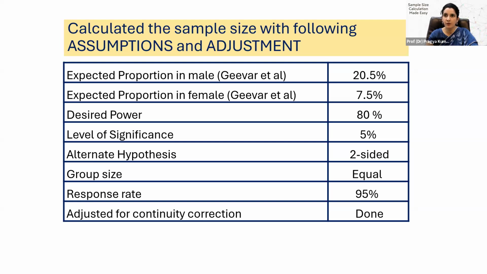Are people doing it, or should I do it? I think I'll do it. How to justify small sample sizes? Basically we take less than 30 as small. With 30 or more than 30, we can apply without continuity. Less than 30, definitely you should go for continuity correction.